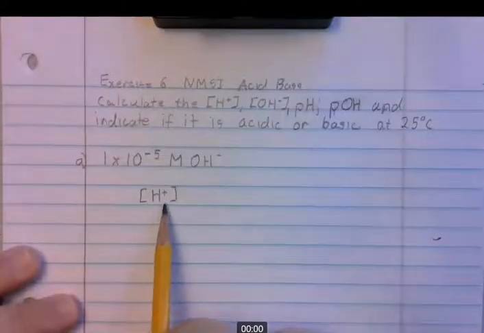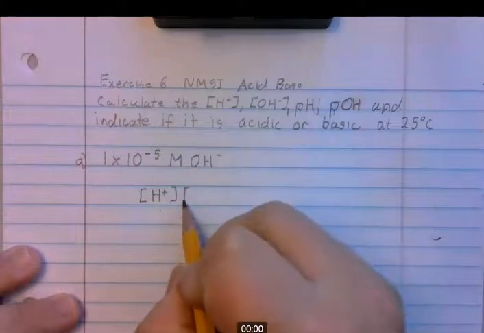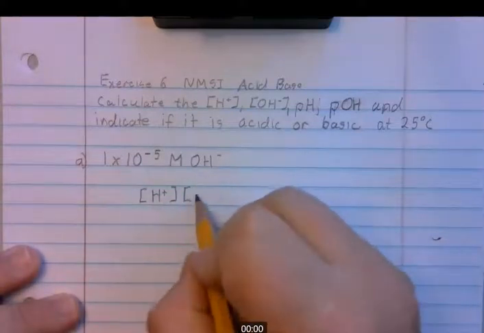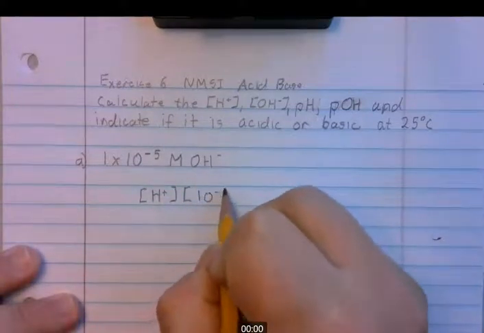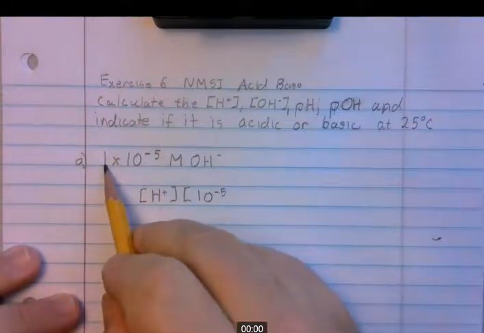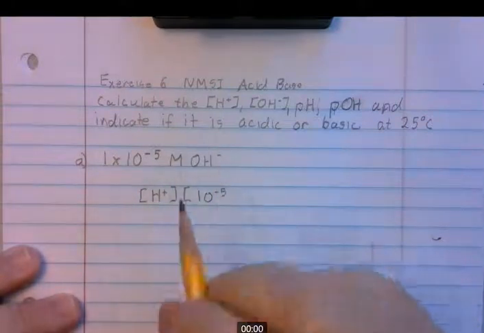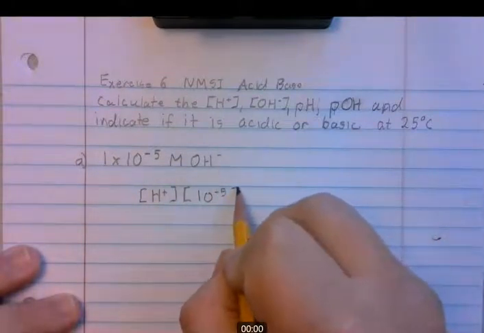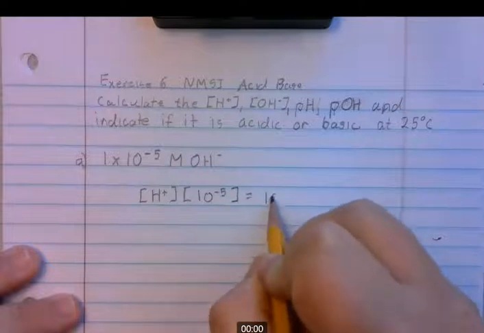H plus concentration, which is what we're trying to find, times the OH minus. I'm going to omit the 1. It's not really necessary. I'm just going to put 10 to the negative 5th. Oftentimes, more often than not, there will be a coefficient there other than 1, but this doesn't have it, so let's just leave it off. And that's going to equal 10 to the negative 14th.